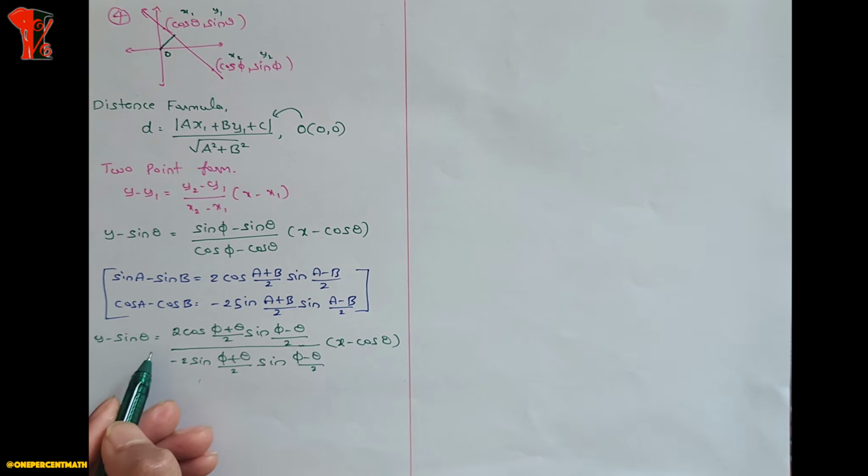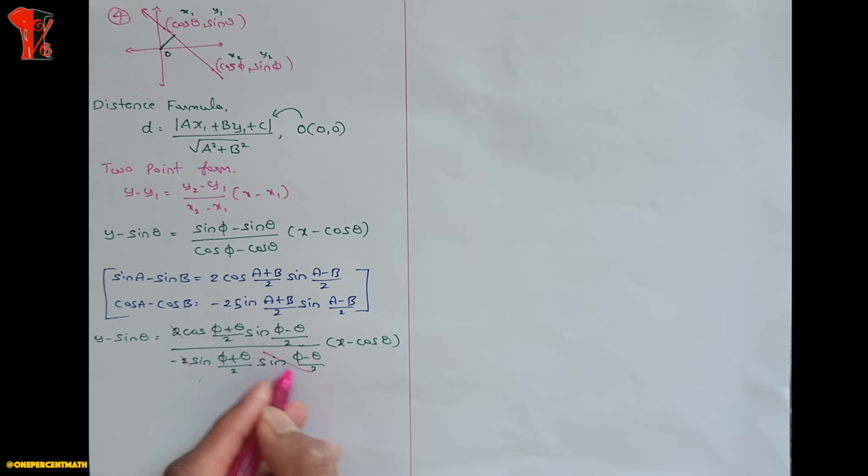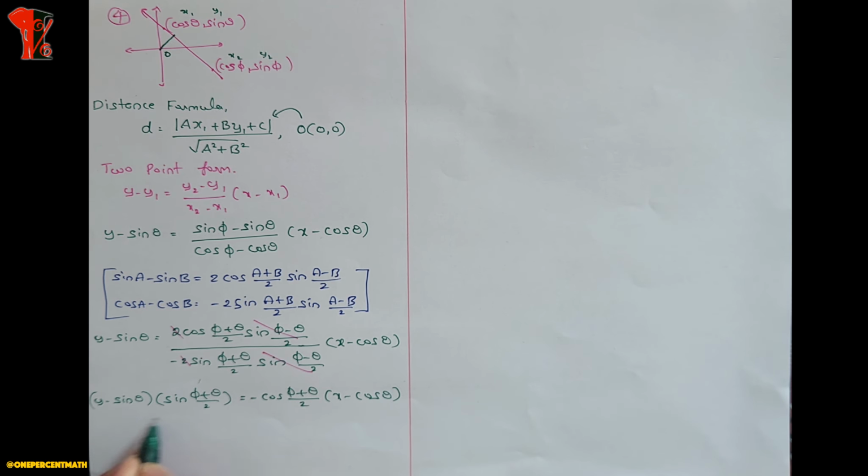Now you can see here, we can go for some cancellations. That is minus 2 and minus 2 cancelled. Sin phi minus theta by 2 got cancelled, correct? Now the remaining part we will transpose to the other side. So when you do that, it becomes, okay, next step, we are going to open the bracket. If you open the bracket, y into this will give you sin phi plus theta by 2 into y. Okay, fine. So this is our a.